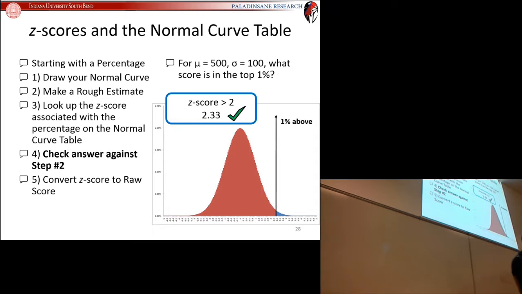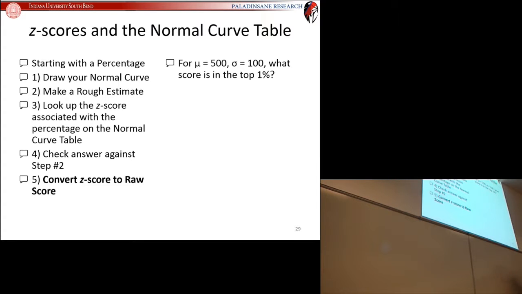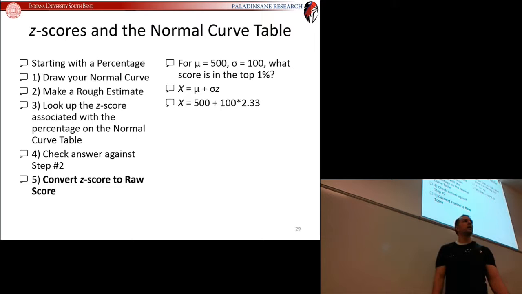So once we're now confident that we have the right z-score, last thing we need to do is convert that z-score to a raw score. And for that, we visit our familiar formula for recovering a raw score from z-scores. So the formula is: raw score equals population mean plus the standard deviation multiplied by the z-score that you just looked up. We have all that information. We have a mean of 500, standard deviation of 100. We just looked up a z-score of 2.33. We plug that all in, and we end up with a raw score of 733.